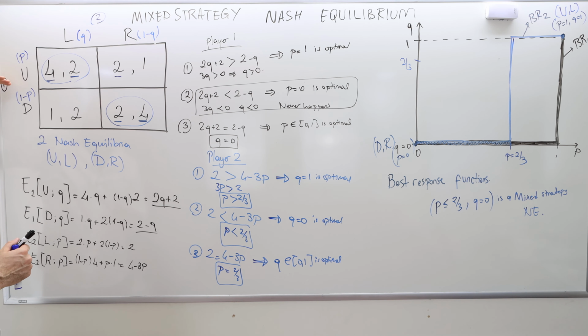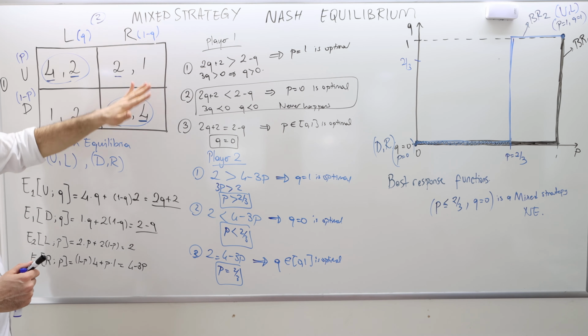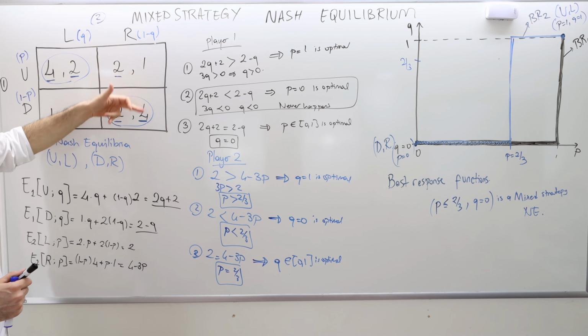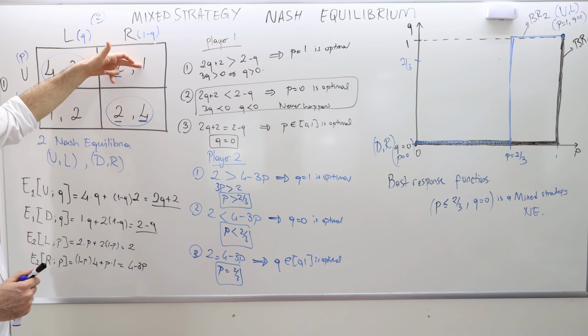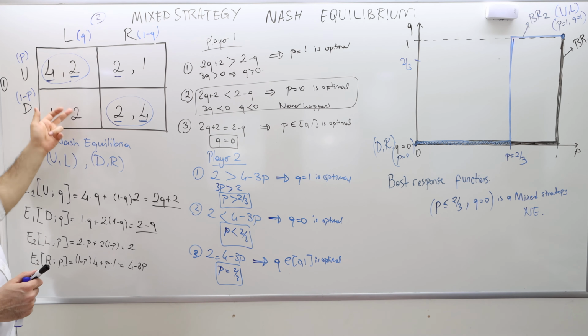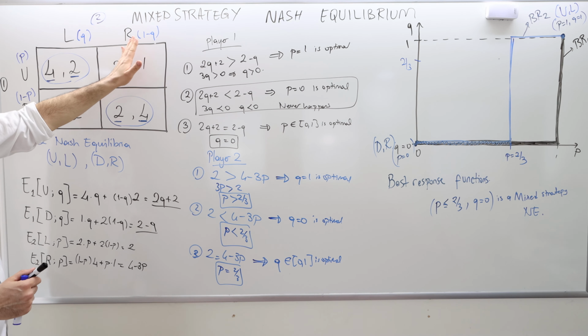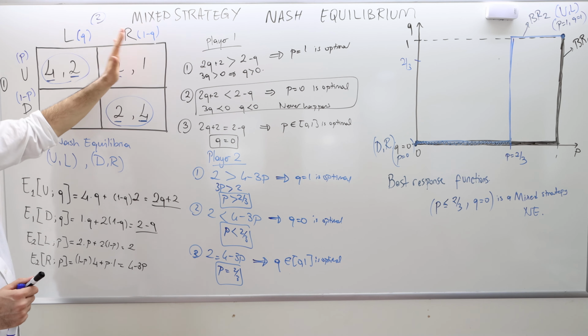And player 1 is randomizing between U and D, but this randomization, that P, will never exceed 2/3. As long as P is less than 2/3, player 2 actually prefers to play right, because in expectation, the expected payoff of 4 and 1 is going to bring him something higher than 2. But once P equals 2/3, left and right is going to give him exactly the same payoff.